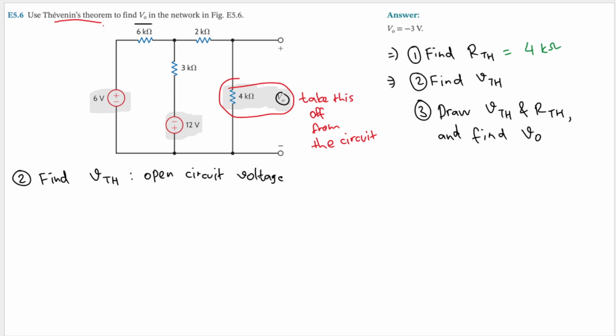Let's redraw the circuit. We need to take this 4 kilo ohm off, so we will have this 6-volt voltage source, and then that will be 6 kilo ohm. And then we also have this 3 kilo ohm.